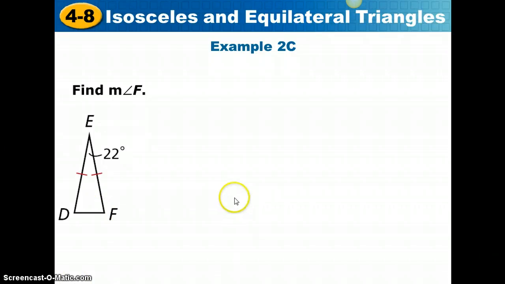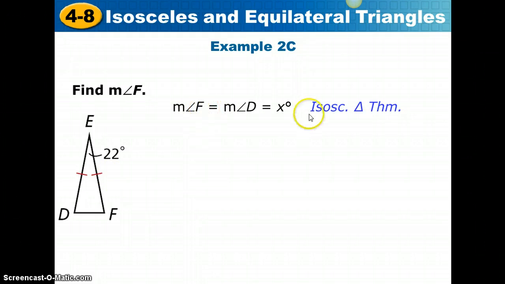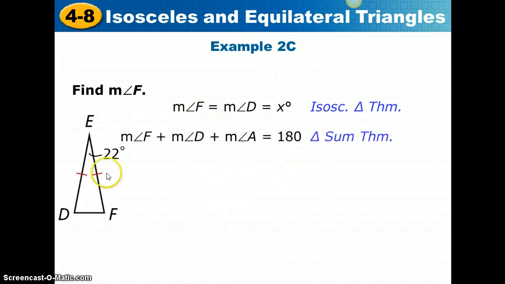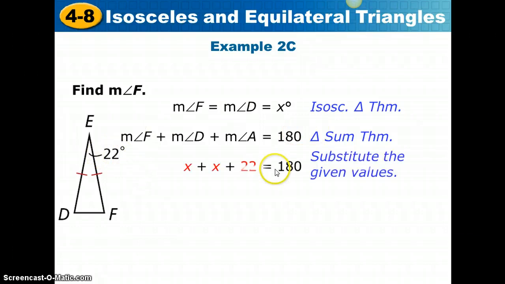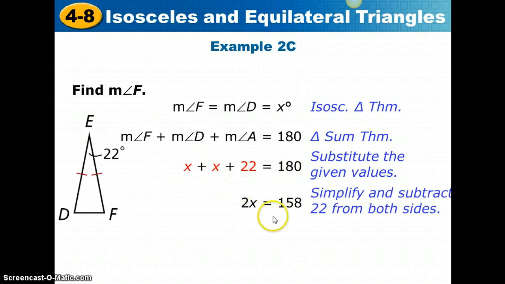Again, pause the video if you need more time, but we should get something kind of like this. You know that F and D must both equal x, so if I add all three angles, I must get 180. x plus 22 equals 180. If I combine those two x's and I subtract 22 from both sides, I get this.